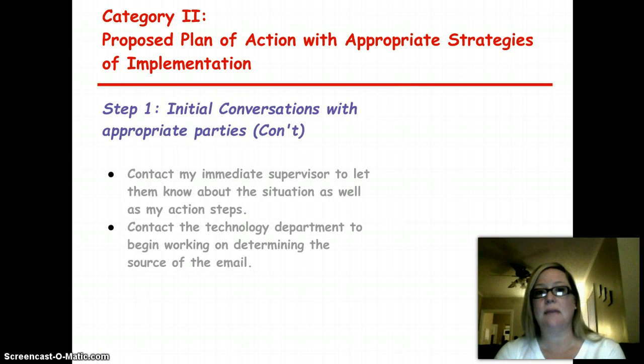I would also contact my immediate supervisor, whether there's somebody directly above me that is in direct supervision of administrators, or if it was my superintendent, to let them know not only about the situation but also what my thinking process was and what my potential action steps were going to be. I would also contact the technology department so that they could begin working on determining the source of the email for me.